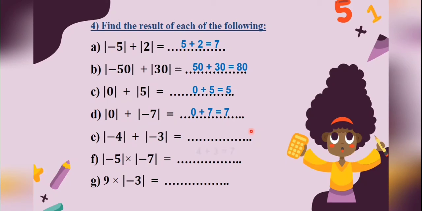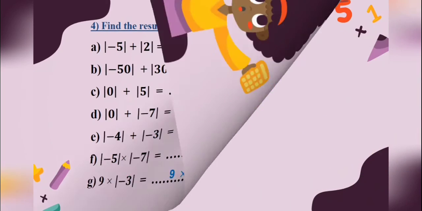Absolute value of negative 4 plus absolute value of negative 3. Negative 4, its absolute value is 4, plus absolute value of negative 3 is 3. So 4 plus 3 equals 7. Absolute value of negative 5 times absolute value of negative 7. Absolute value of negative 5 is 5, times 7, so 5 times 7 equals 35. 9 times the absolute value of negative 3, which is 3. So 9 times 3 equals 27.